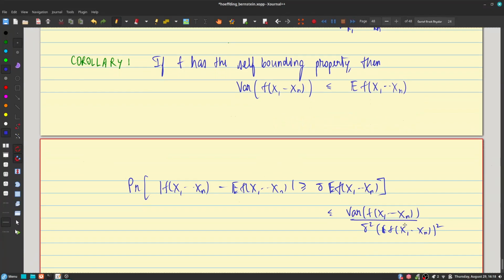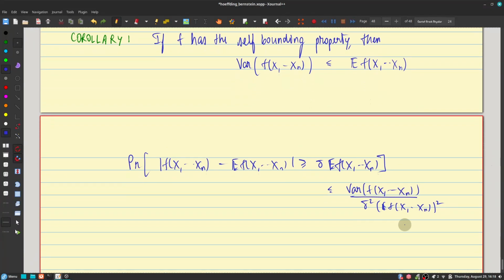But I also have a bound on the variance itself. I know that the variance is upper bounded by the mean. So one of the expectations in the denominator cancels out, and this is less than or equal to 1 over delta squared times the expectation of f of x1 through xn.